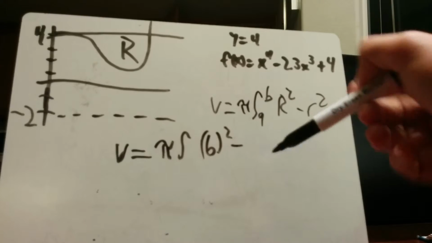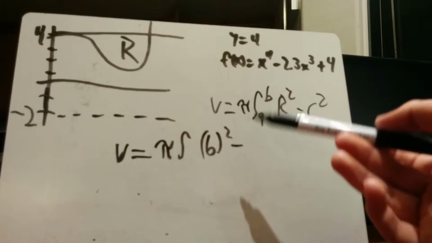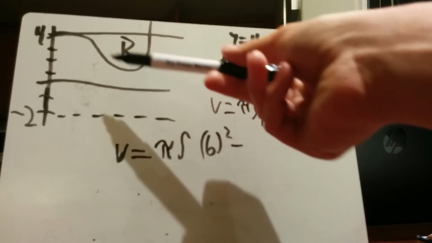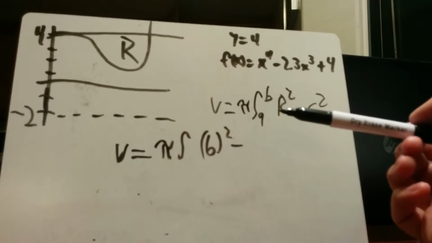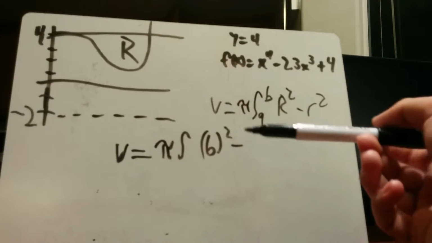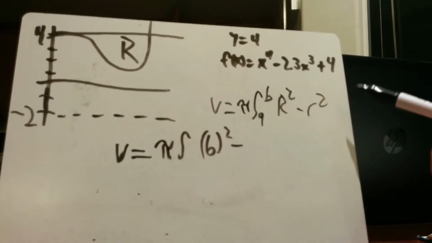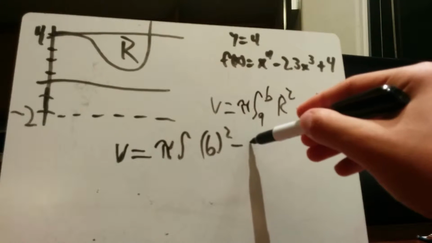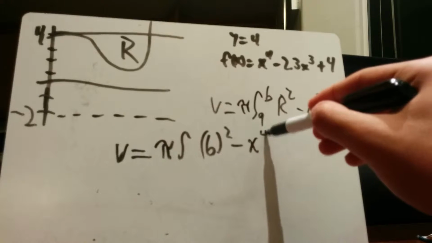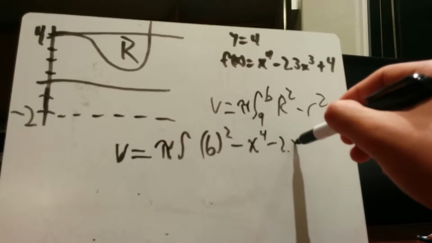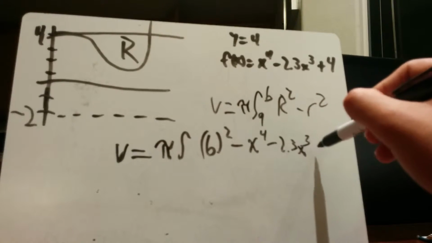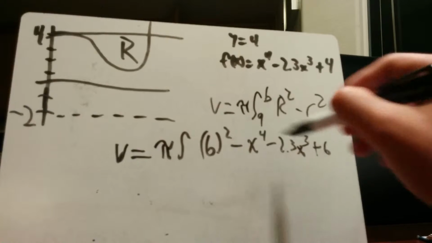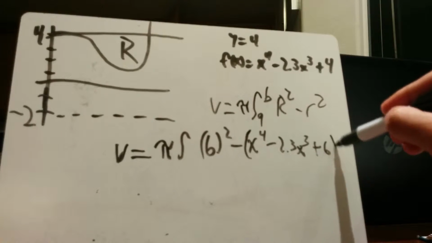squared minus, and then your little r is going to be the gap from here, which is going to be the f of x. And then we have to add 2 to the 4, so that would make it plus 6, so it's going to be x to the 4th minus 2.3 x to the 3rd plus 6. And all that is going to be squared.